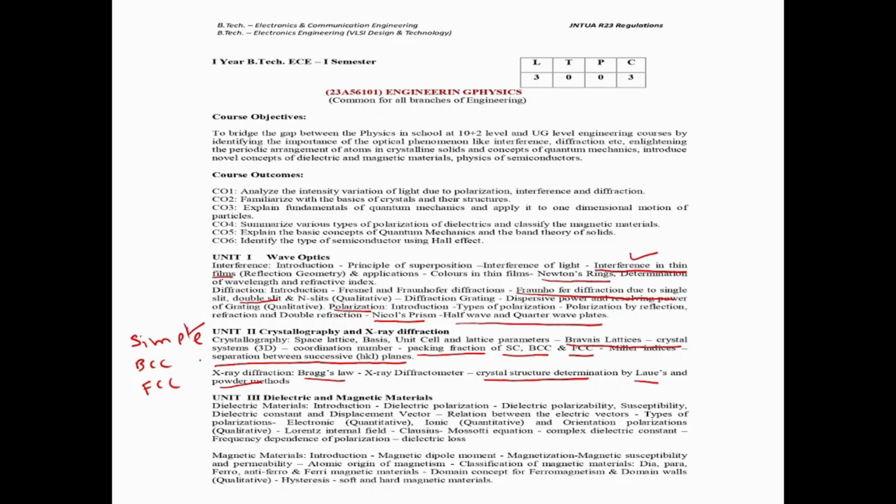Then after this second unit, students have to concentrate on the third unit. This unit 3 is known as dielectric and magnetic materials. In this first part, students have to focus on three important essay questions. The first one is very important, that is called the Lorentz field.